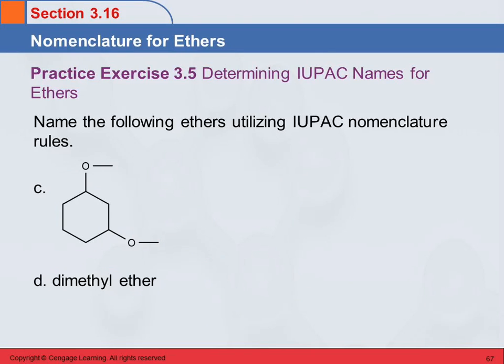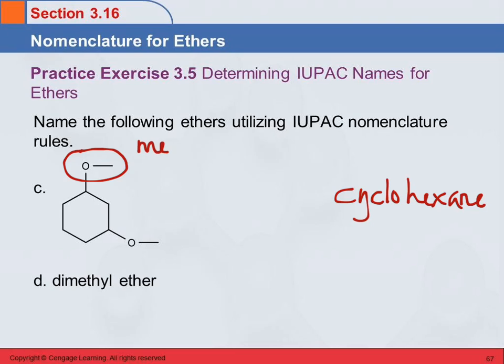Here's another one. This guy's kind of funny looking. Well, here's our oxygens. Got 2 of them here. This would be a methyl group, right? Just a single carbon. And this guy is what? Cyclohexane. So cyclohexane is the biggest portion. So the base name is going to be cyclohexane. So we're going to name this group, that's methoxy. Not methyl, methoxy, because of the oxygen.